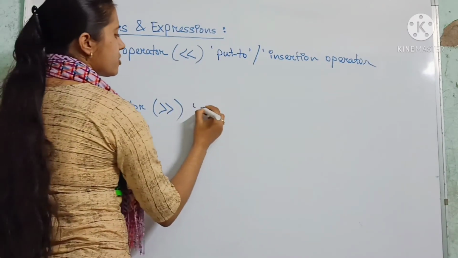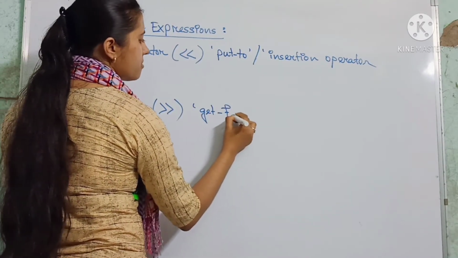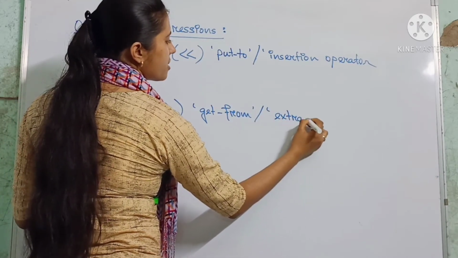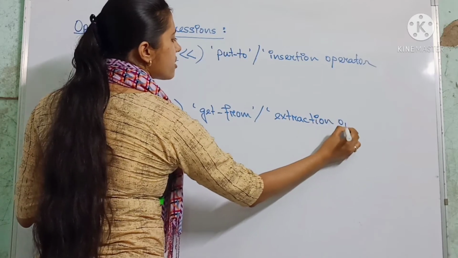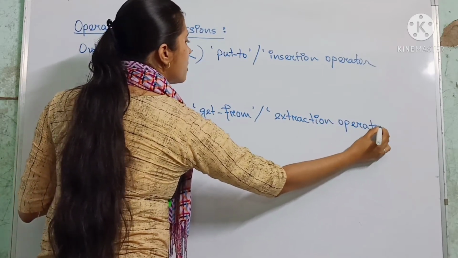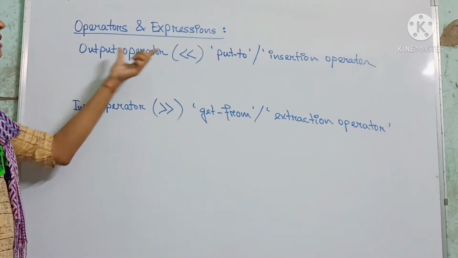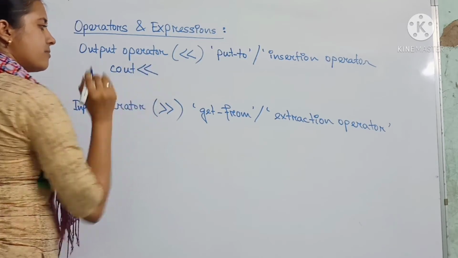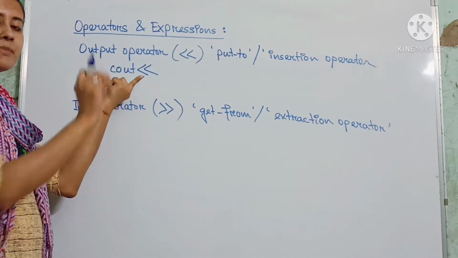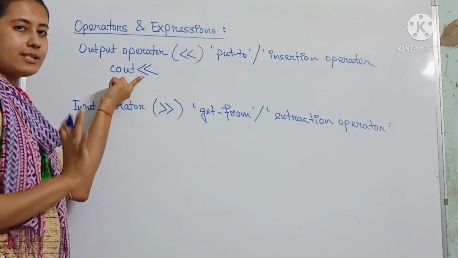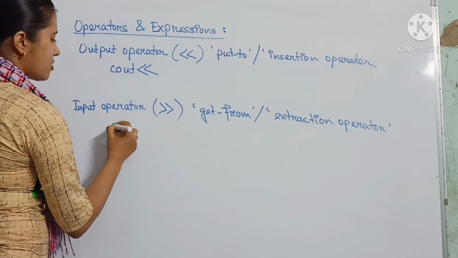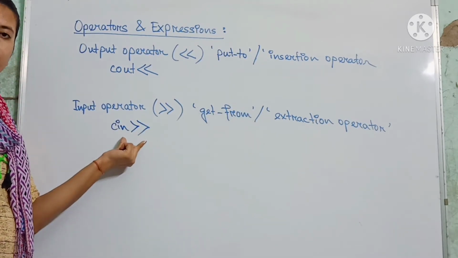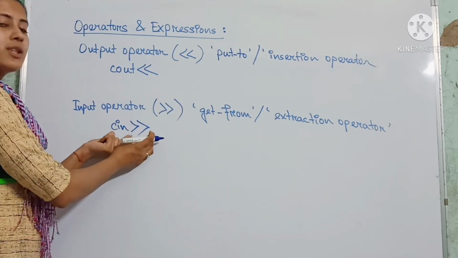And this input operator is also known as get from or extraction operator. So you remember, this output operator, or put to operator, or insertion operator, is always used with cout. This is the output operator, for inserting the output on the screen. This input operator is always used with cin. This is known as get from or extraction operator, to extract the input from the keyboard.